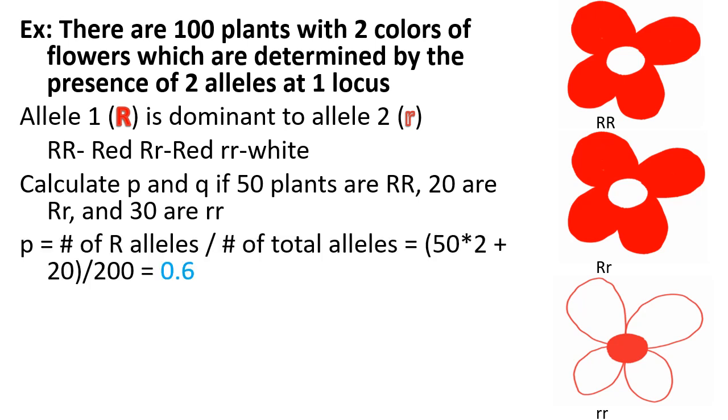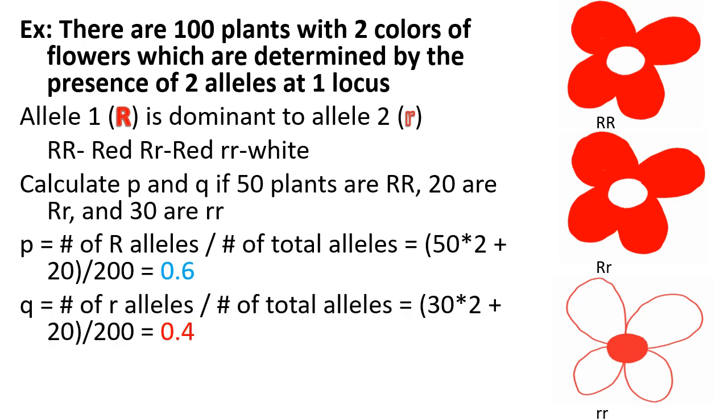Well, all we're going to do is count all the alleles. We're not going to count the individuals, the alleles. So if there are 50 big R big R plants, then we do 50 times 2, because that's how many big Rs are in our population. If there are 20 big R little r plants, then there are 20 big Rs in that population, and then 20 little rs. So we add them together, and then we divide by the total number of alleles, and that's where we get 0.6.